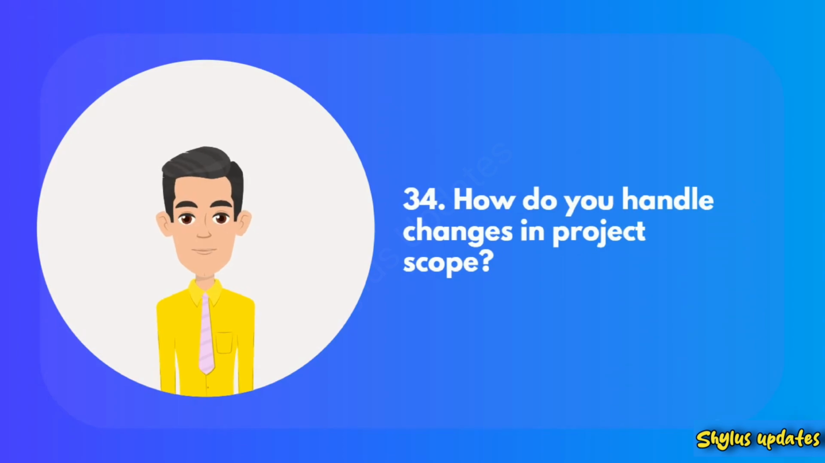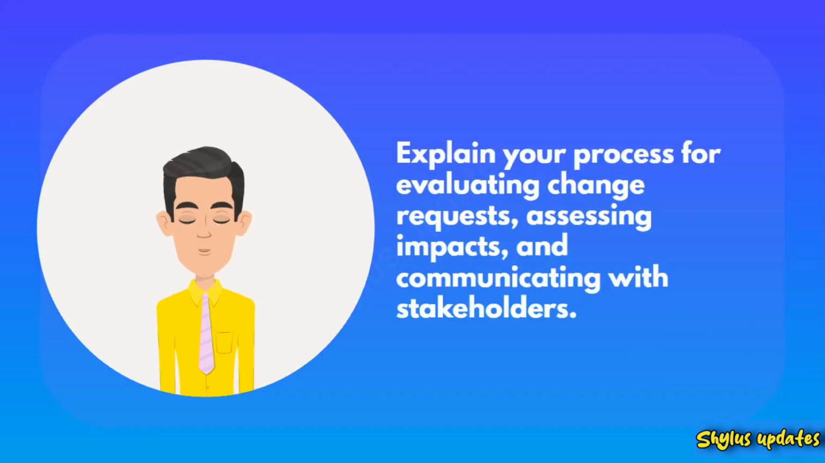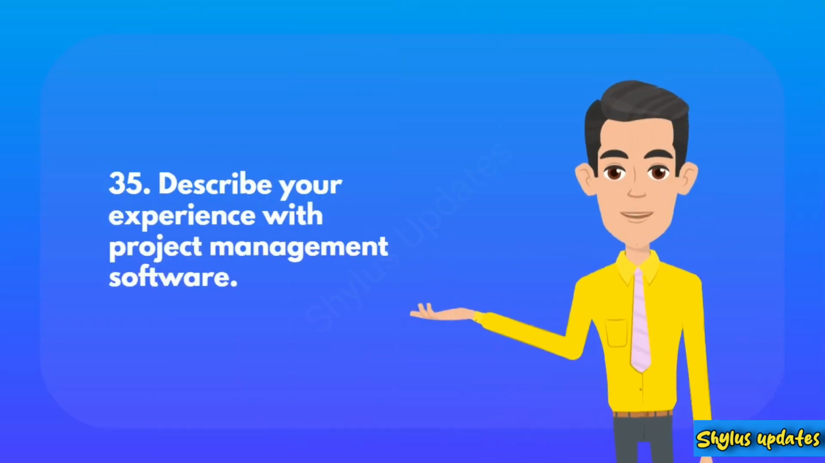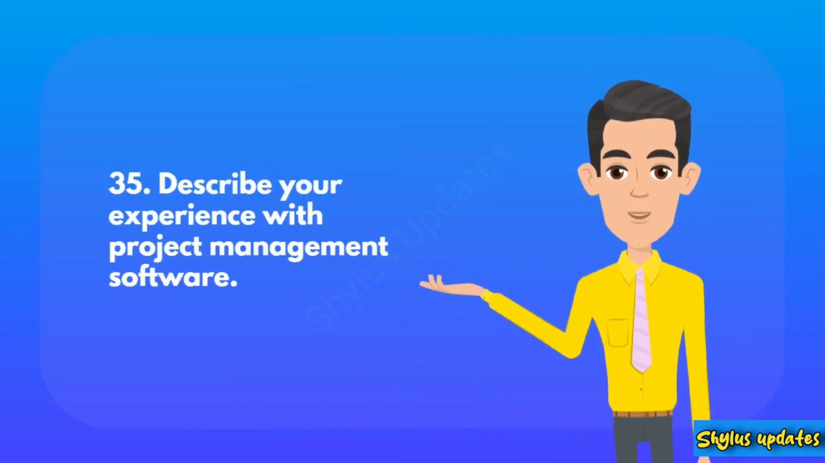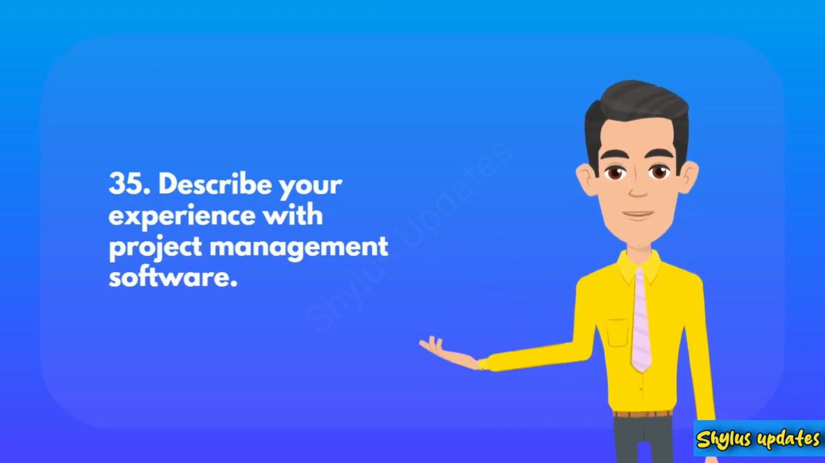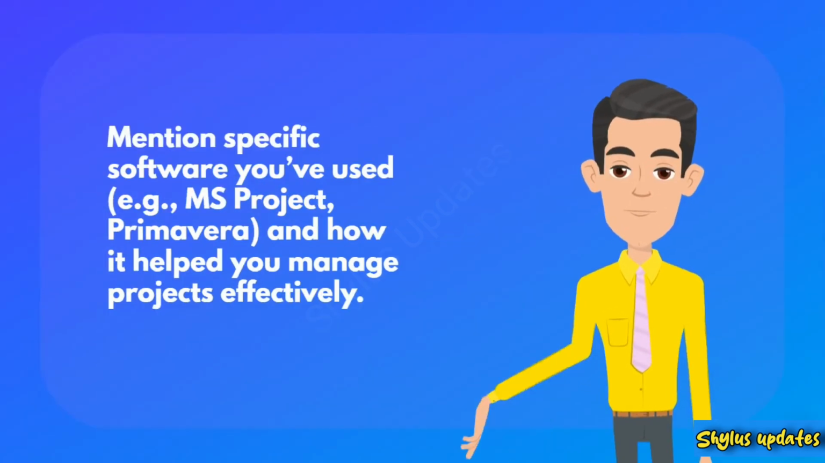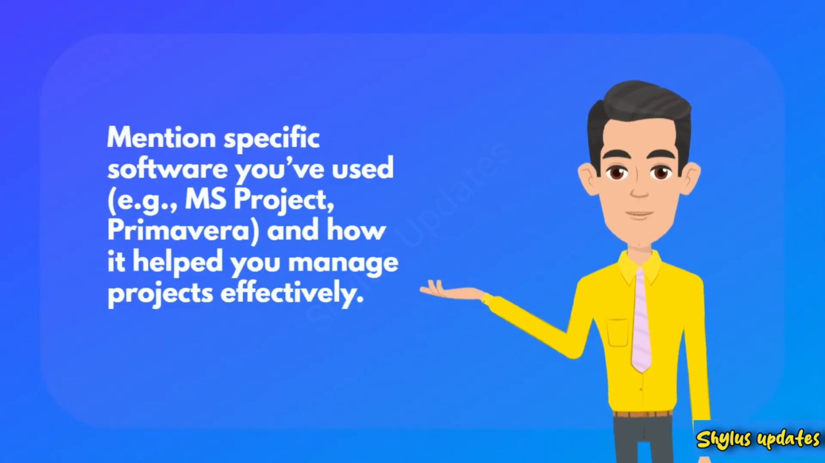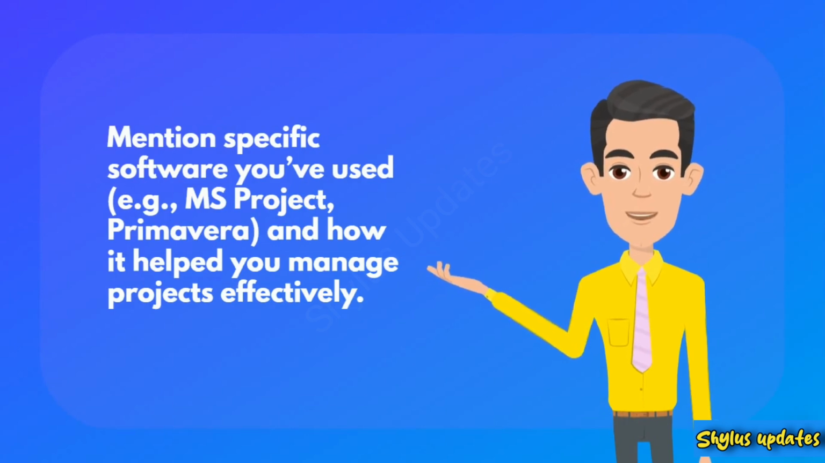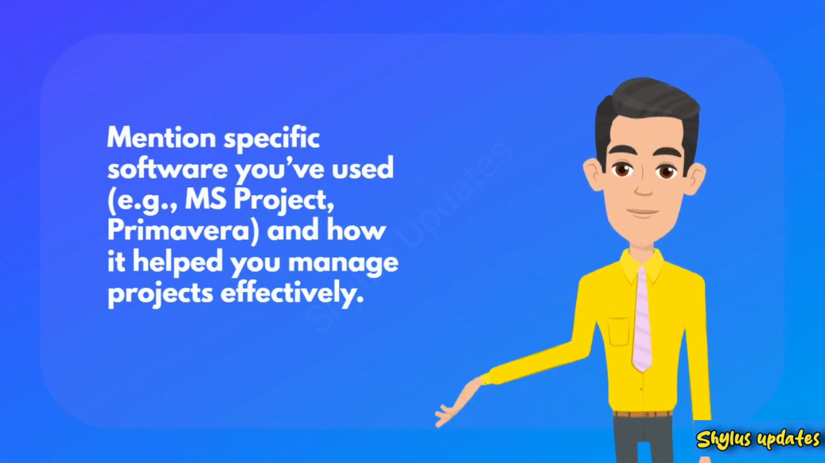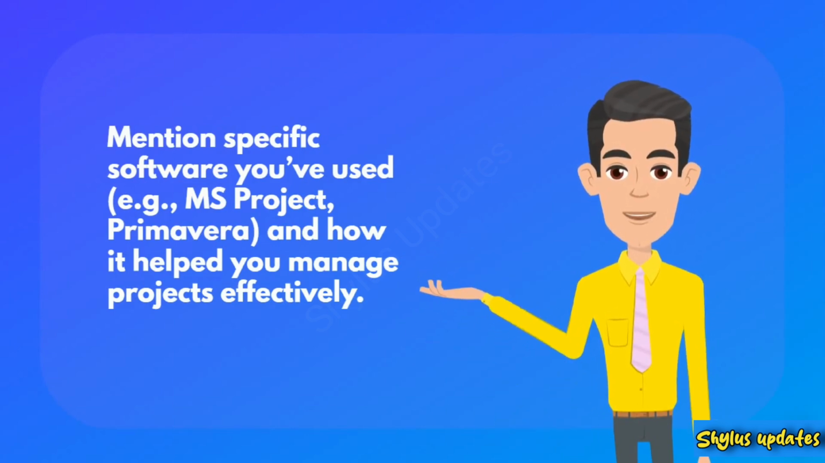34. How do you handle changes in project scope? Explain your process for evaluating change requests, assessing impacts, and communicating with stakeholders. 35. Describe your experience with project management software. Mention specific software you've used, for example, MS Project, Primavera, and how it helped you manage projects effectively.